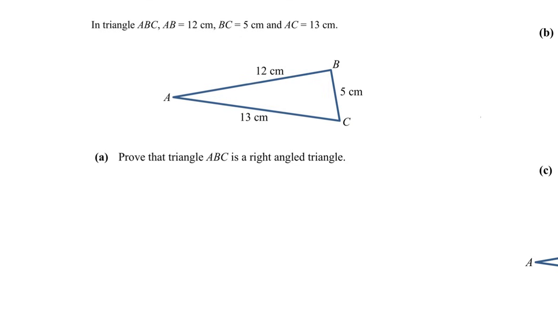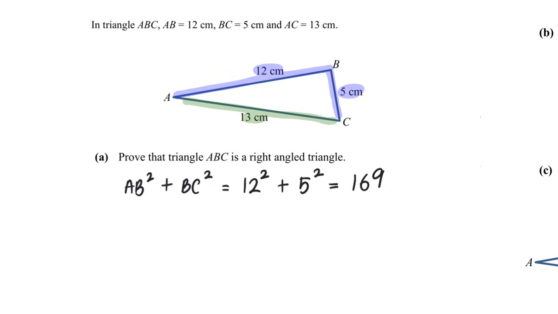But we do know if it is a right angle triangle, then the sum of the squares of the two shorter sides, in this case 12 and 5, will be equal to the square of the longest side. And in your working, we then have to prove it. That means we must first find the sum of the squares of the two shorter sides. That gives us 169.